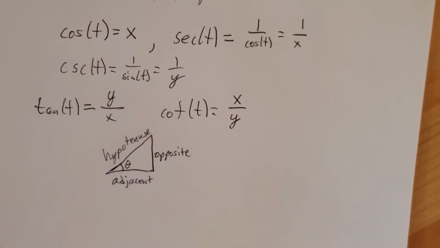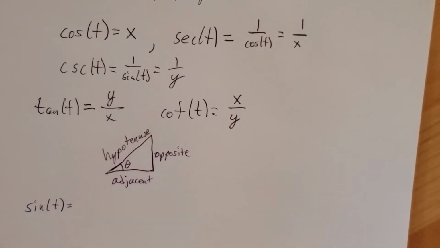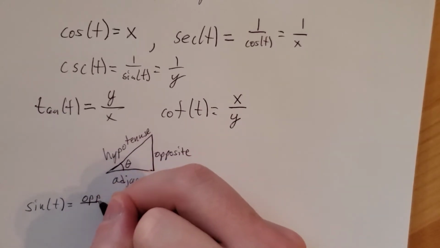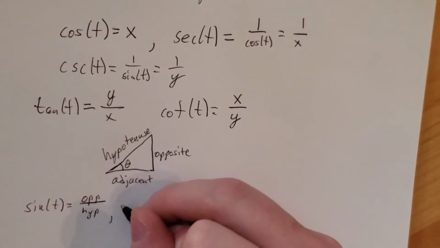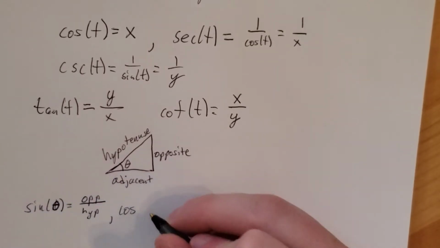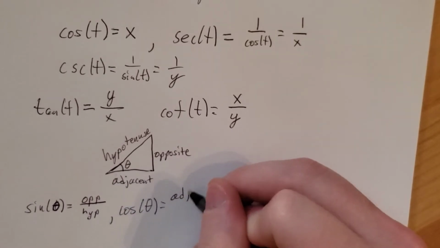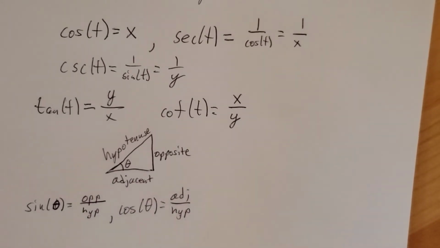But how does this relate to what we just did? Well, what is sine of t? Sine of t is then the opposite side divided by the hypotenuse. Cosine of theta, I'll use theta, sorry, is adjacent over hypotenuse. Notice that this would be x over 1, which is just x in the unit circle. So this is the same as what we had just written.